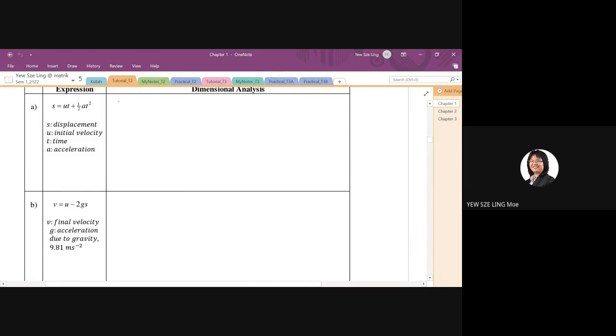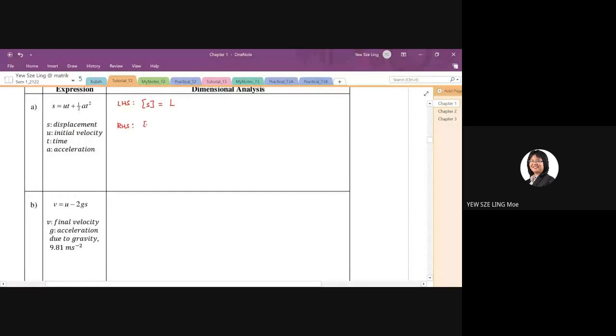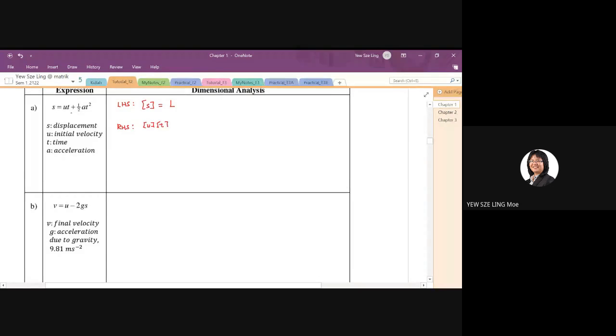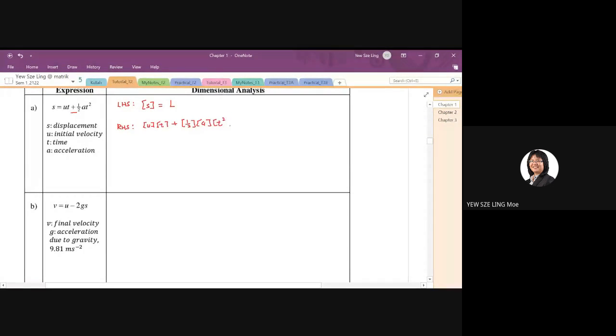Question A, left hand side. We're going to begin with the left hand side, which is S. S is displacement, so the dimension is very simple, which is just L. And then the right hand side, what do we have? We have U, T. Now you see you got the correct equation here with a plus sign, and then 1 over 2 A T squared. So this is how you should write it.